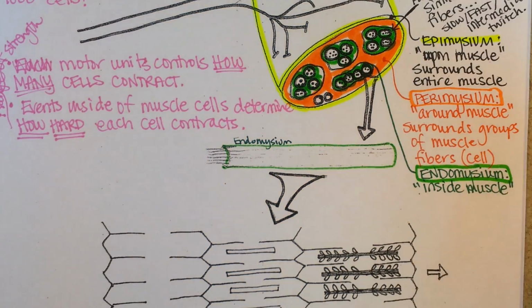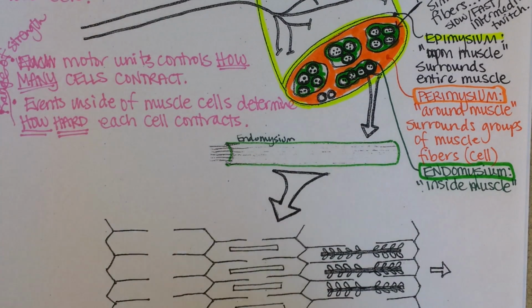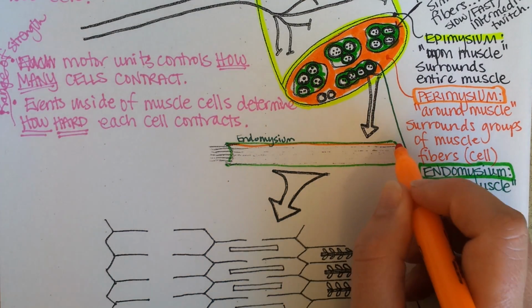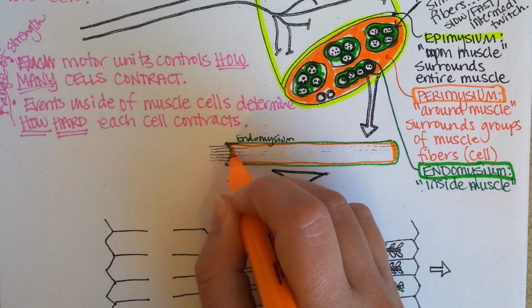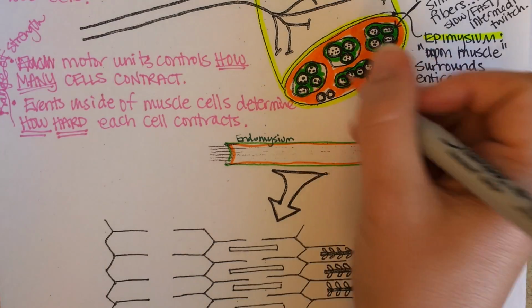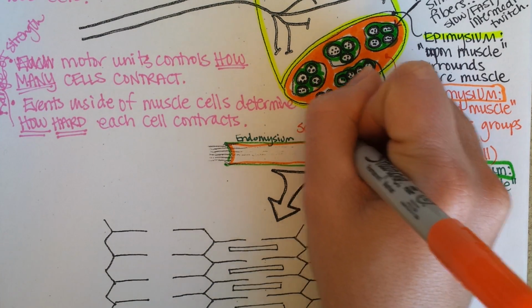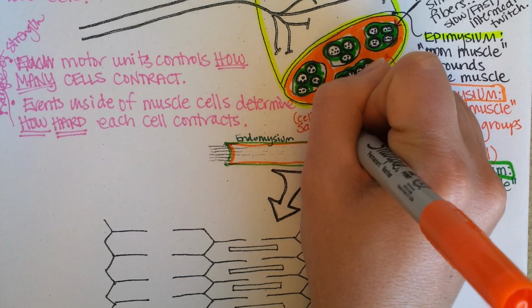connective tissue, and then right inside of that there would also be the cell membrane of a muscle fiber, which is called the sarcolemma. And why don't we use an orange highlighter for that. And again, I'm using the pointy end to try not to take up too much room. So the orange is called the sarcolemma, and that's the cell membrane of a muscle cell.